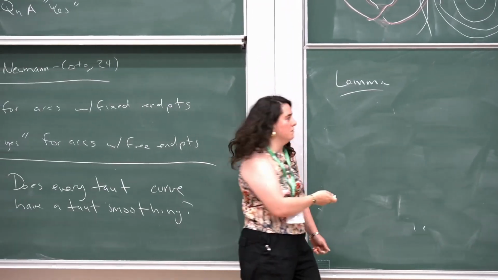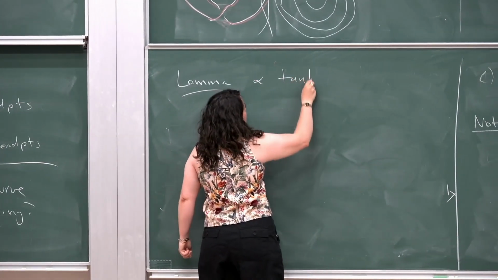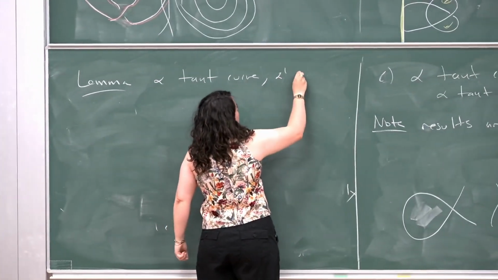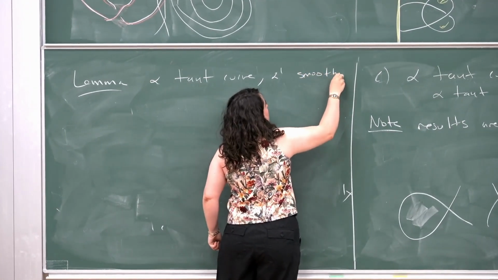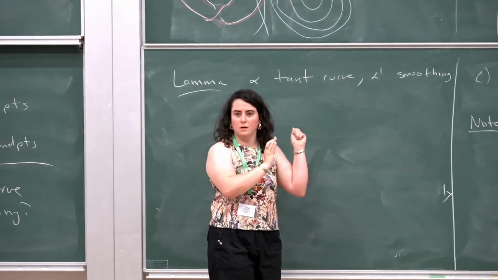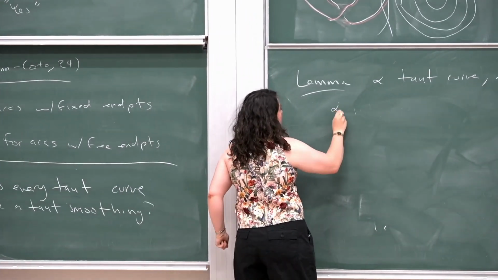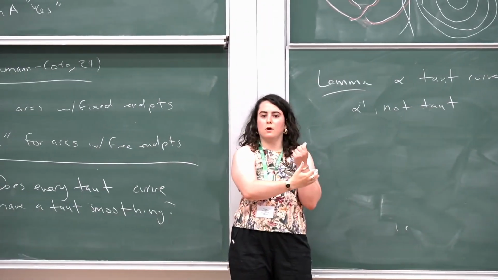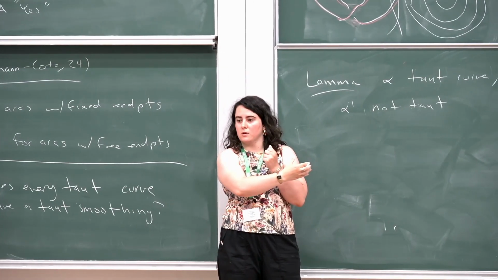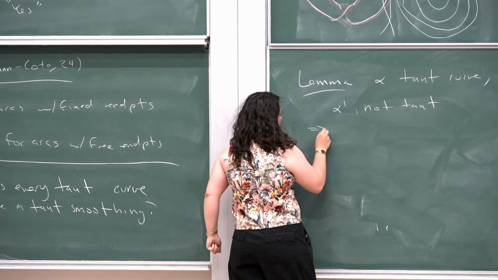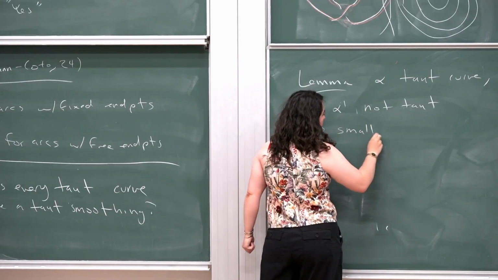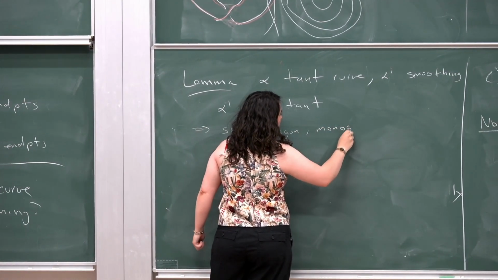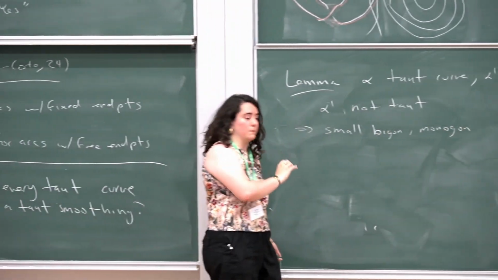That says that if you have a Taut curve, and alpha prime is a smoothing. So it's not a Taut smoothing, just any smoothing. If this smoothing is not Taut, then we want to know where the small digons and monogons can come from. And so then a small digon has to come out of one of these four pictures.